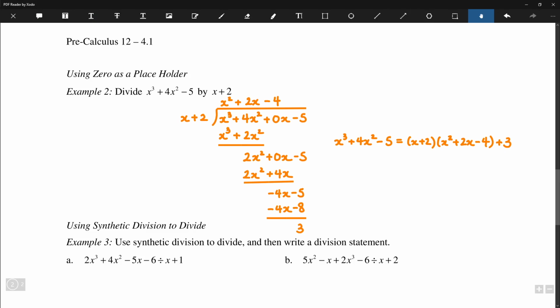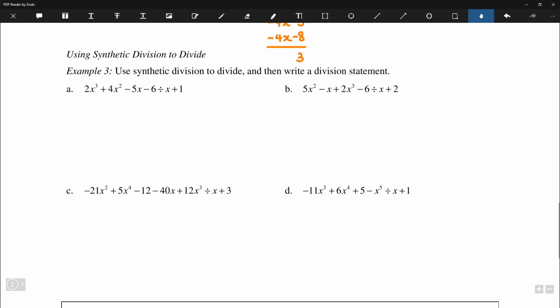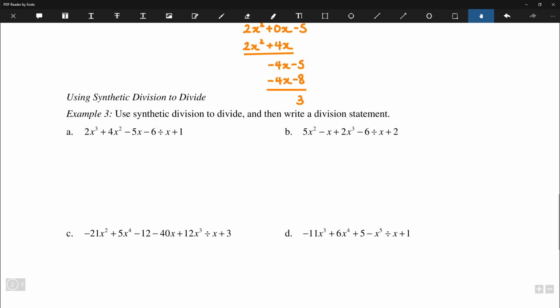Alrighty, so now the question might be, is there a faster way of dividing, aside from using long division where we divide polynomials by a binomial? And there is. There's something called synthetic division. And we usually use synthetic division for monic binomials of degree 1.